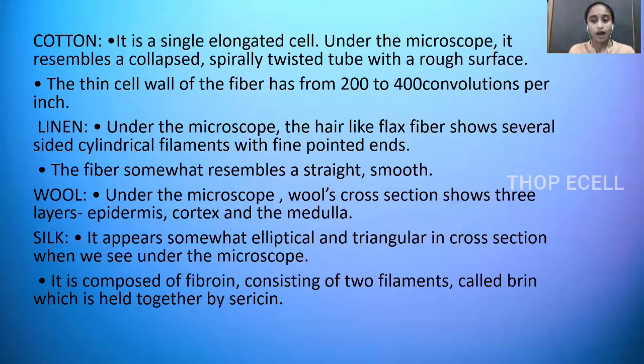Now we are going to see again four natural fibers and their behavior under microscope. Cotton is a single elongated cell. It resembles a collapsed spirally twisted tube with a rough surface. Linen looks like hair, and it shows several cylindrical filaments with fine pointed ends. And in wool you can see the three cross-sectional layers: epidermis, cortex, and medulla. Silk appears elliptical and triangular in cross section when seen under microscope. It is composed of fibroin, consists of two filaments, brin, which is held together by sericin.